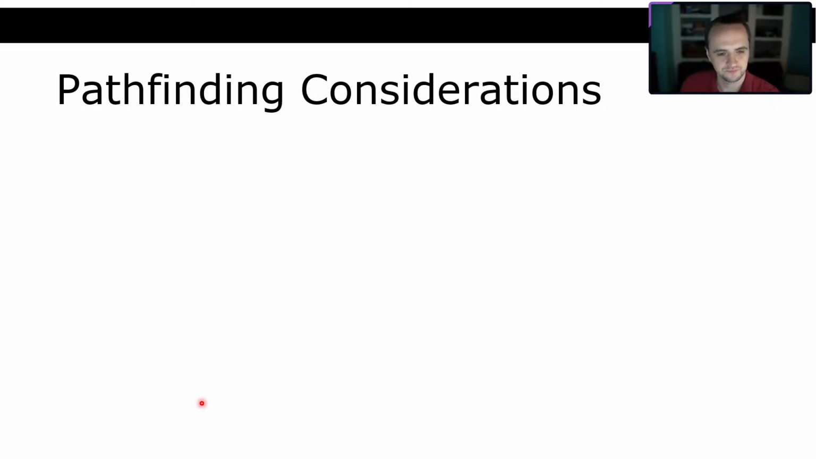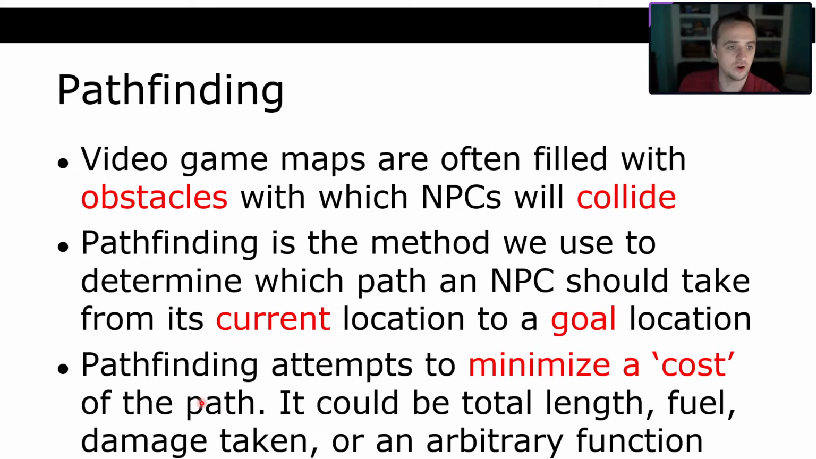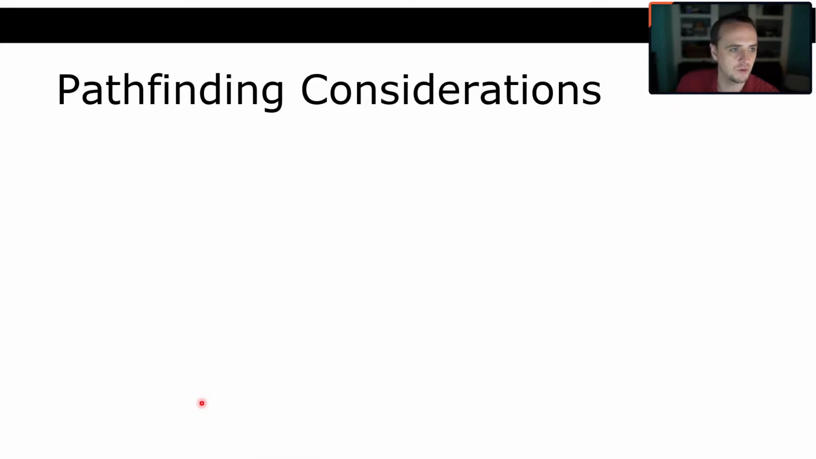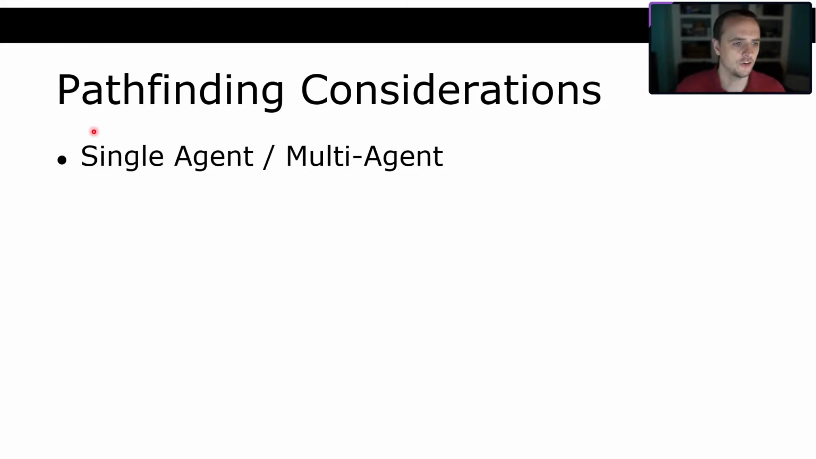There are some considerations that we have to take before we just say, okay, pathfinding is important, what algorithm? Let's use this algorithm. There's a bunch of properties of our pathfinding problem that we have to consider before we actually choose the algorithm, because the properties of the problem define which algorithms are actually applicable and which type of cost functions we can use. So, first of all, is it a single agent problem or a multi-agent problem?